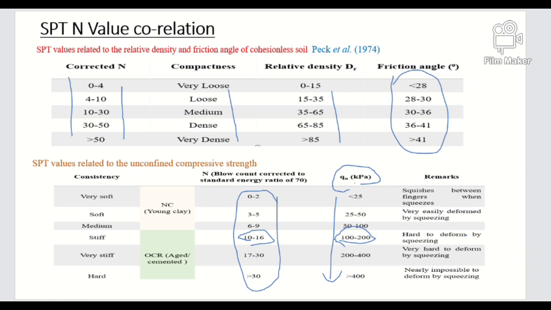It is hard to deform by squeezing as a condition of the soil. So we can follow this chart, and other things. We will see the other properties and parameters of the soil through laboratory tests after collecting samples from the site.